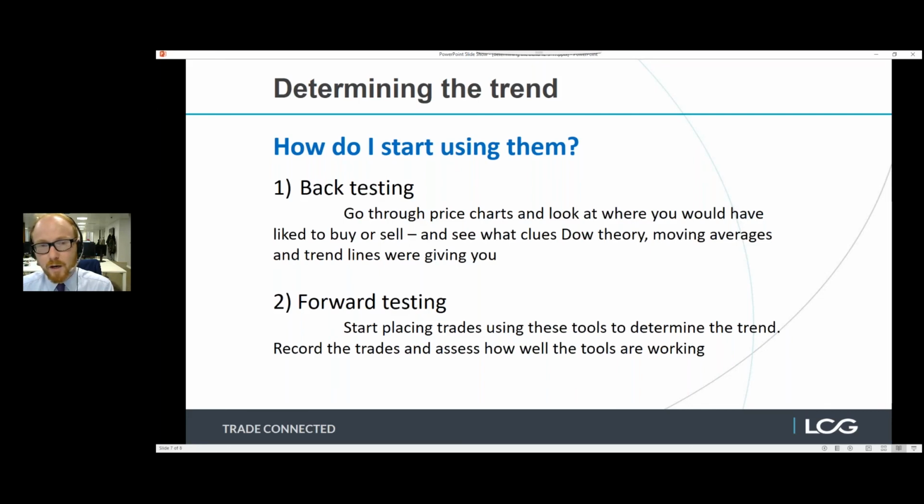Again, this was not a webinar on entry techniques or entry signals, actually placing trades. It was more just the first step of which direction do I want to be looking at for placing my trades. Do I want to take the buy signals, or do I want to take the sell signals? To know that, you need to know the direction of the trend. This was just 3 ways of determining that trend.